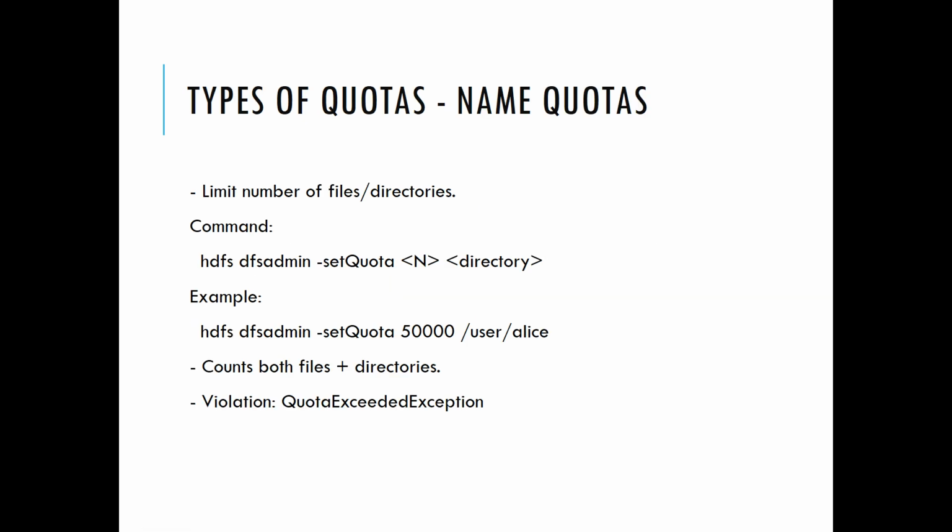The first type of quota in HDFS is the name quota. This quota limits the number of files and directories that can be created in a given HDFS directory. To set a name quota, use the following command: hdfs dfsadmin -setQuota. For example, hdfs dfsadmin -setQuota 50000 /user/alice. This counts both files and subdirectories within the specified path. If the quota is exceeded, HDFS will throw a quota exceeded exception and prevent further file or directory creation.